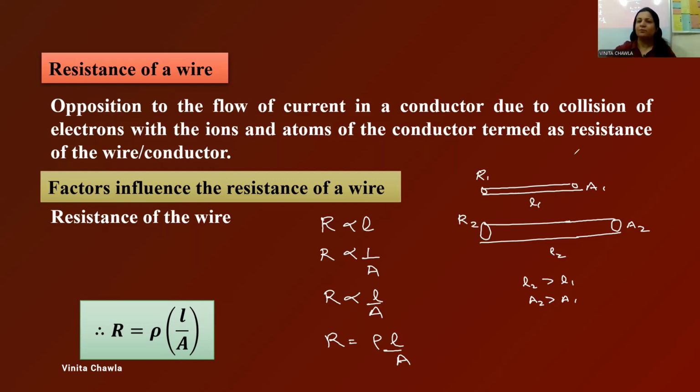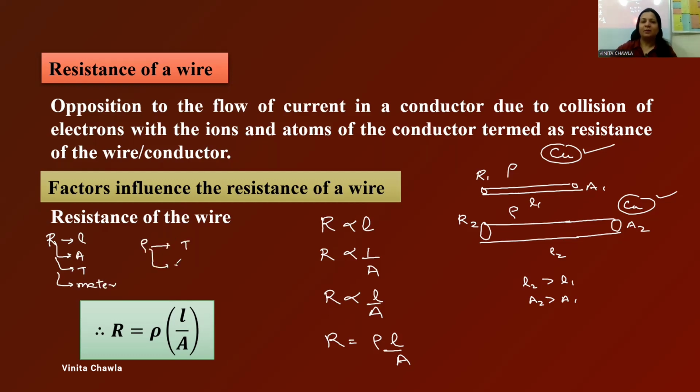Now, because both the wires are made up of copper, this is copper wire and this is also copper wire, they'll have the same resistivity value. So resistivity does not change with the length or area of cross section. Only resistance changes. So our resistance depends on 4 factors that we have discussed. It depends on length, area, temperature, and material. So out of these 4 factors, resistivity depends only on temperature and material of the conductor.